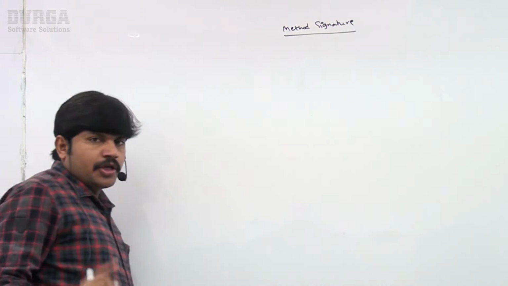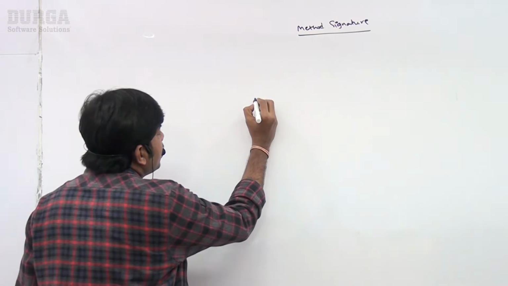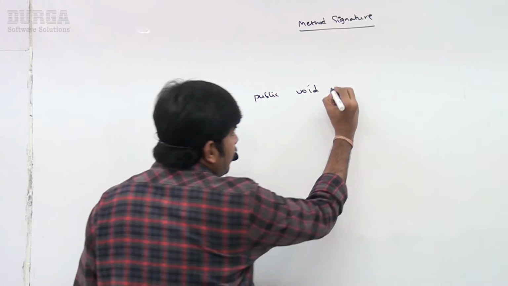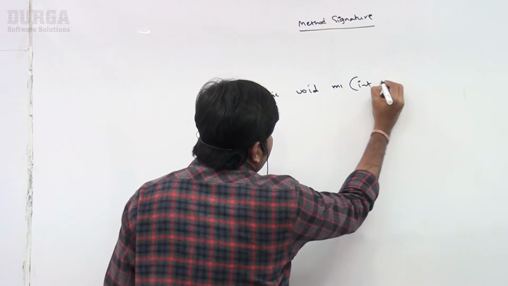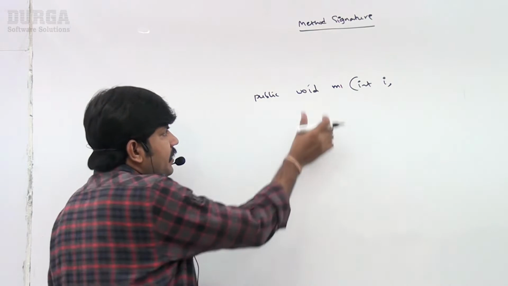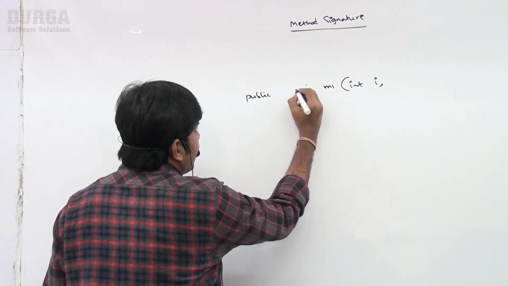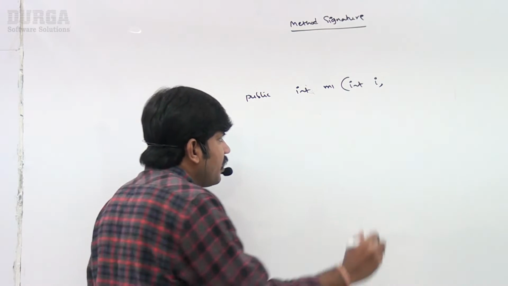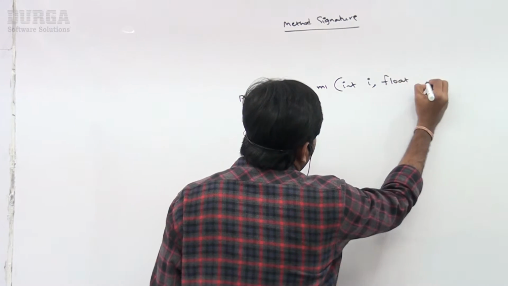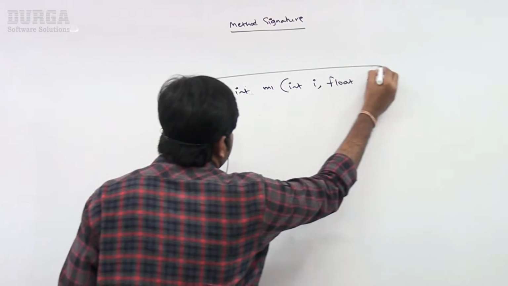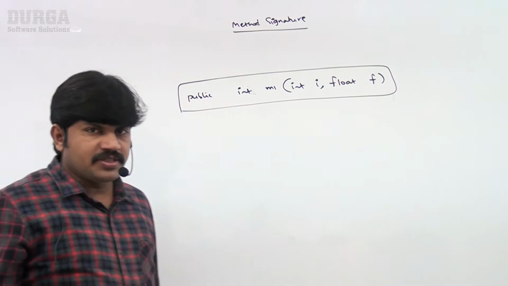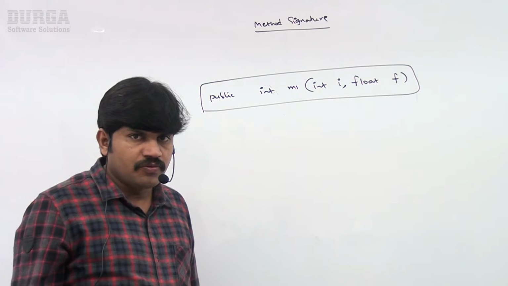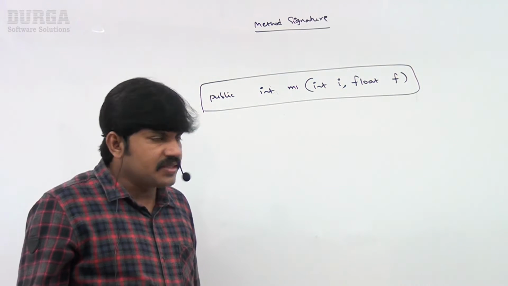Can you please tell me, if I'm taking a Java method, public int m1 of int i, float f. I'm taking int return type instead of void return type. This is my method. Can you please tell what is the signature of this method? Which is called method signature?